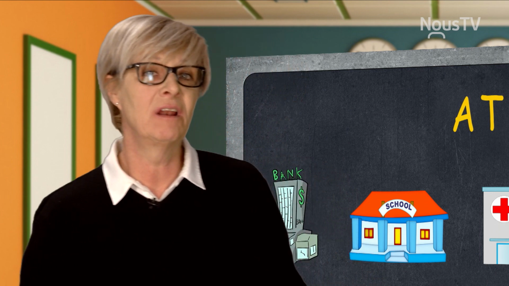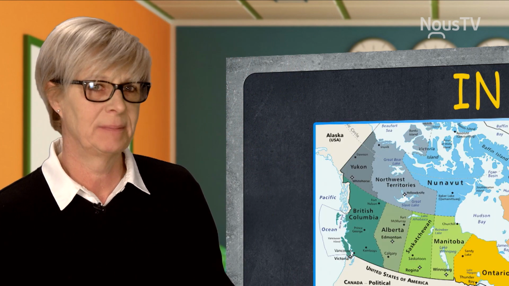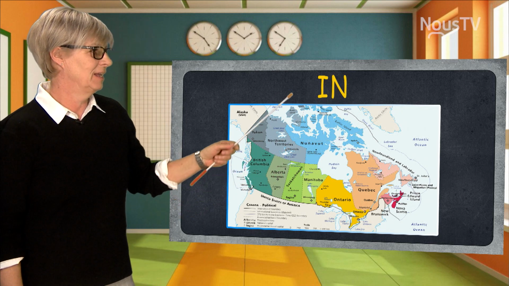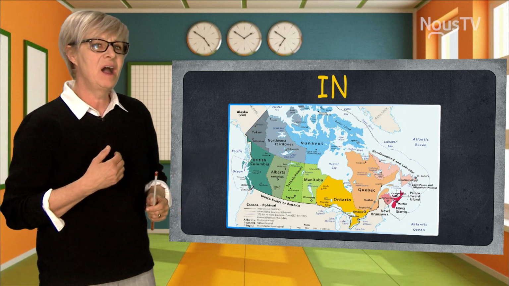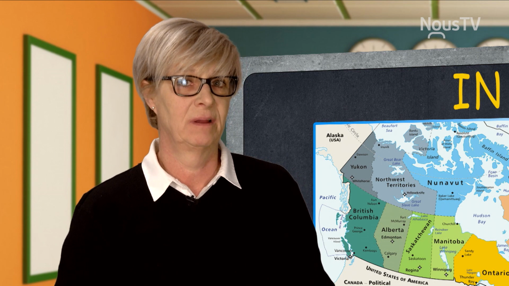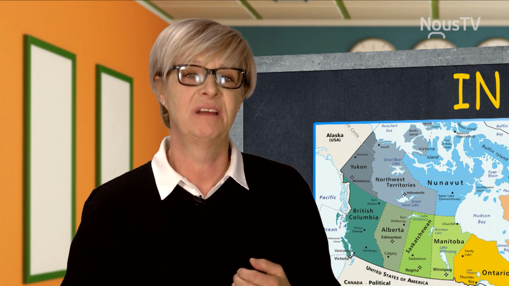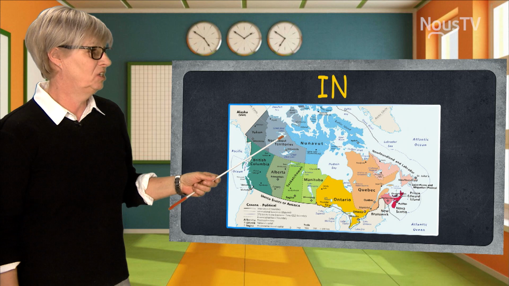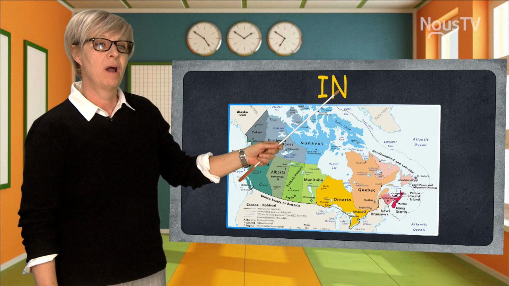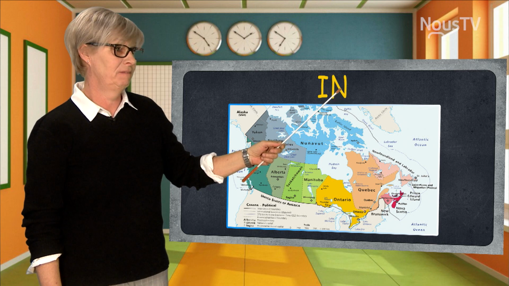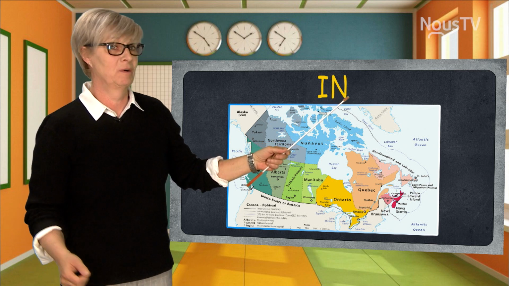Now let's take a look at another important preposition. Anything that is geography is in. I live in Morin Heights. Where do you live? My producer lives in St. Adèle. I live in Canada. So anything that is geography is in. Some people live in Alaska, where it's very cold.